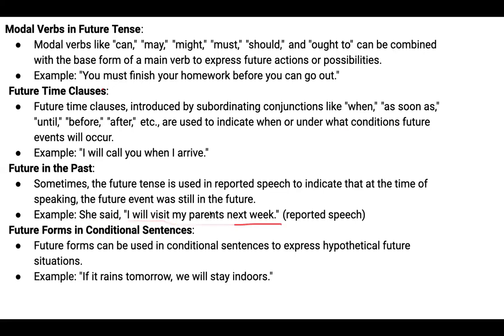So the second clause, which is the independent clause, is used with what? It is used with "will visit", and the time given is next week. So, I will visit my parents next week. If I change that into indirect speech, I should say that she said that she would visit her parents the following week or the coming week, isn't it?